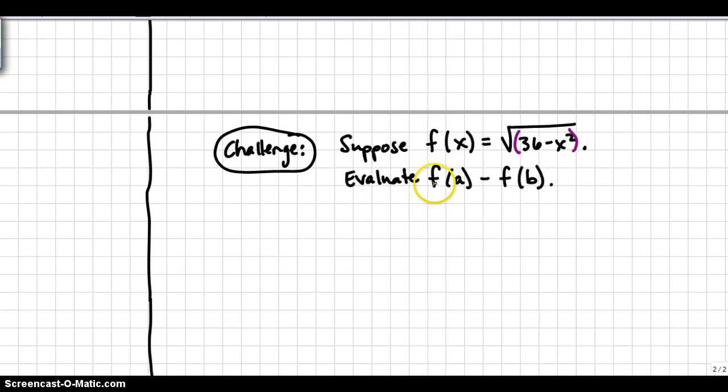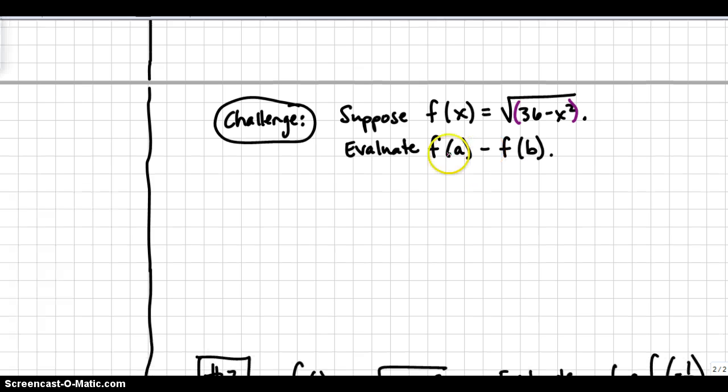Now they want you to evaluate f of a and f of b and then subtract the results. So we're going to substitute in a for x and then b for x and then subtract the results. So if I take the function as the square root of 36 minus, plugging in a instead of x, I get a squared. Then I'm going to put in my minus sign and then do it again, this time with a b in place of x.